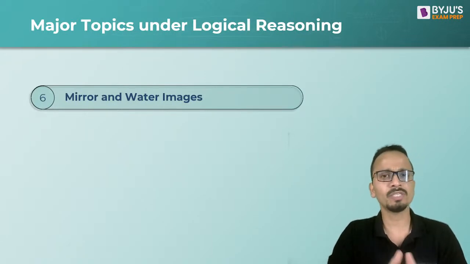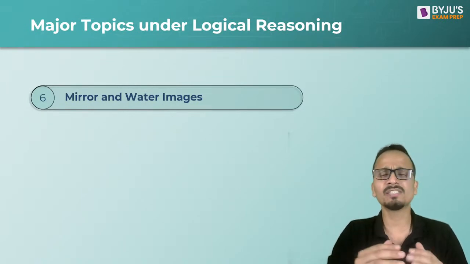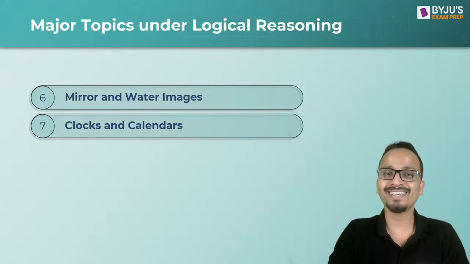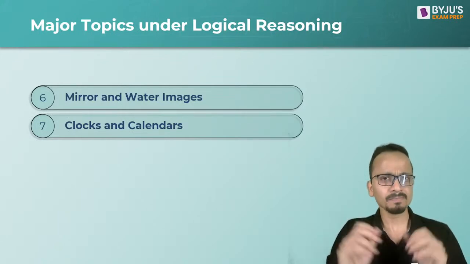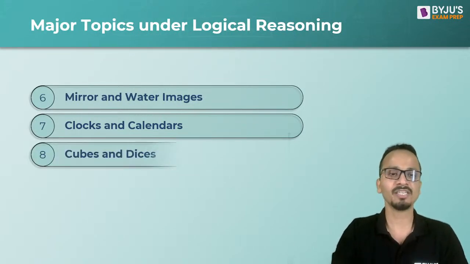Now mirror image, as we know, is a vertical reflection, and water image is the reflection along the horizontal axis. Next is clocks and calendars, again a very important area from which you can expect at least 3 to 4 questions in your examination, right?